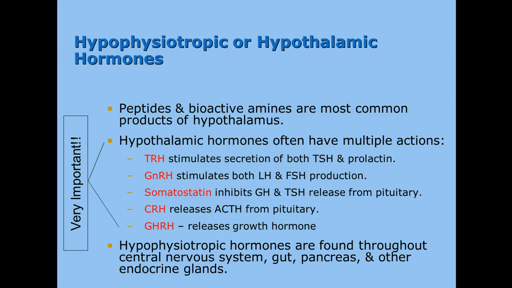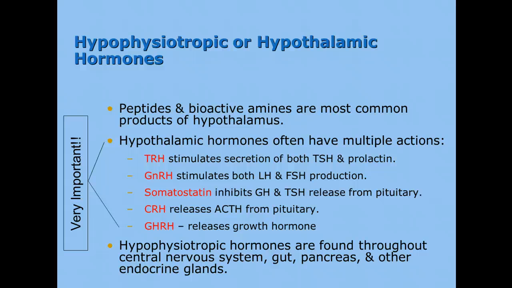All right, let's look at each of the hypothalamic hormones first. Most of these hormones are peptides and bioactive amines that are common products of the hypothalamus. There are multiple actions that these hypothalamic hormones have, and as you can see on the side, it is very important to be familiar with these and what they do. The first one, thyrotropin releasing hormone, stimulates the secretion of TSH and prolactin from the anterior pituitary.